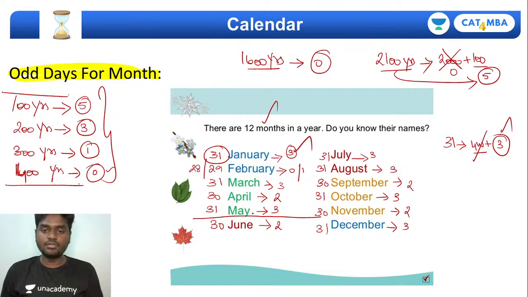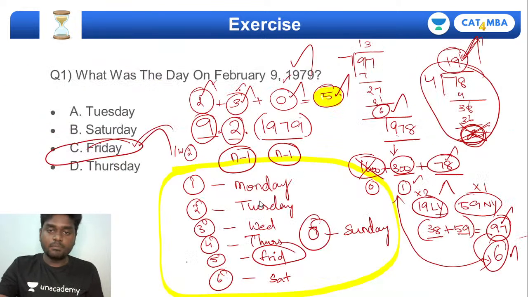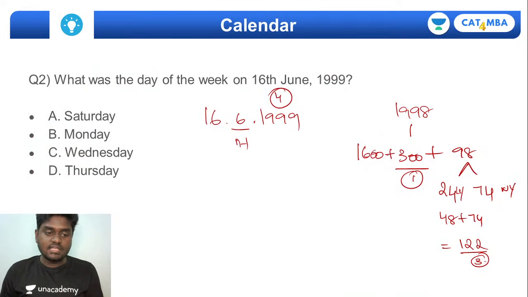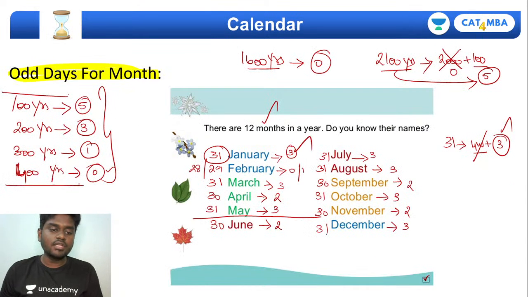Okay, till May you need to see. And most importantly, you need to cross check whether the given year 1999 is a leap year or a normal year. 100% very sure that 1999 is a normal year. So if it is a normal year, you need to add 0 for the month of February. If the given year is a leap year, you need to add 1 for the month of February.